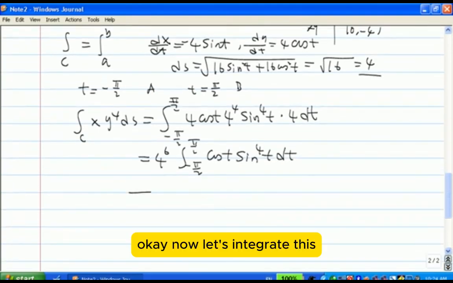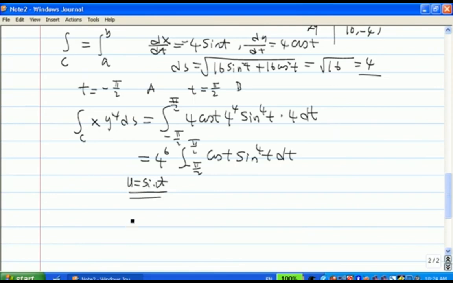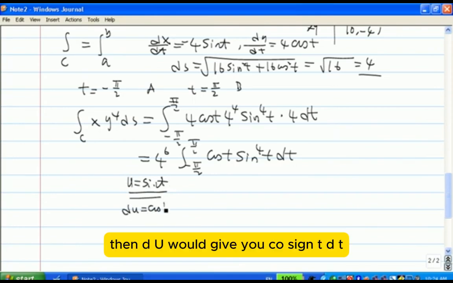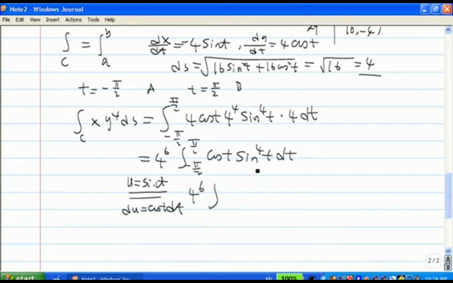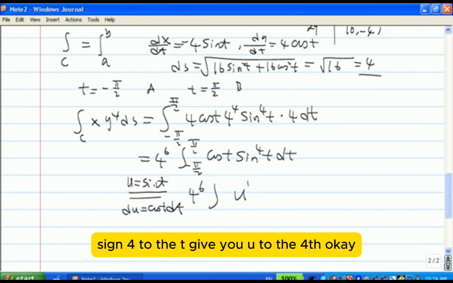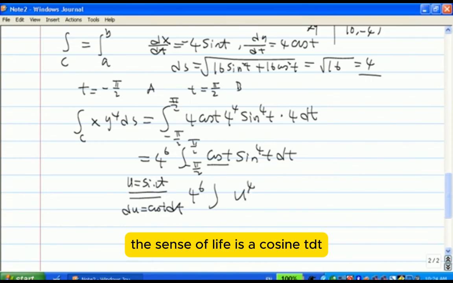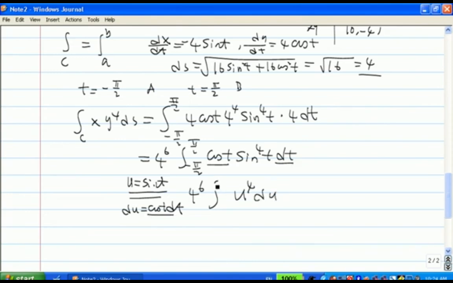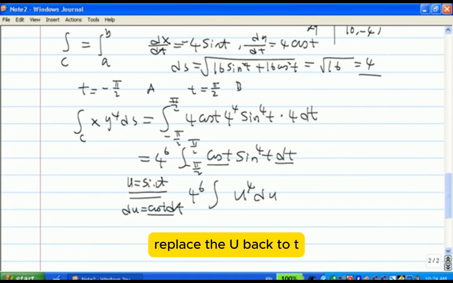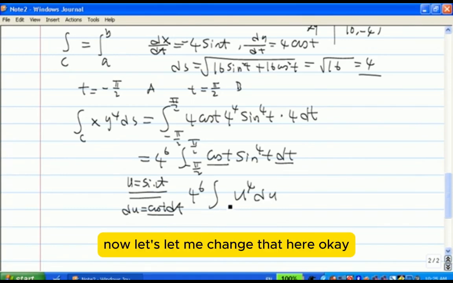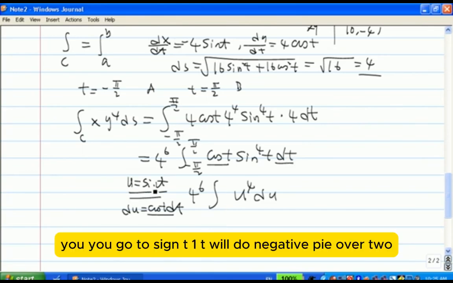Okay, now let's integrate this. The variable substitution will do that. Let u equal sine t, then du gives you cosine t dt. Then this will give you 4 to the 6th, and sine to the fourth t gives you u to the 4th. The thing left is cosine t dt, which simply gives you du. Now let me change the limits here, instead of changing u back to t.